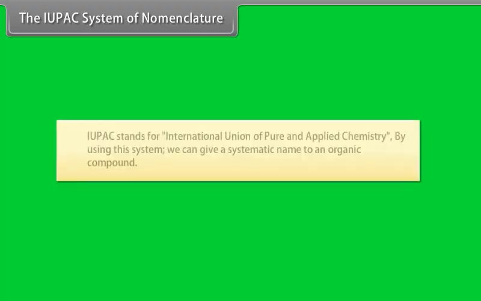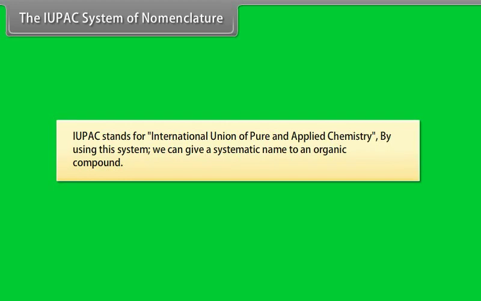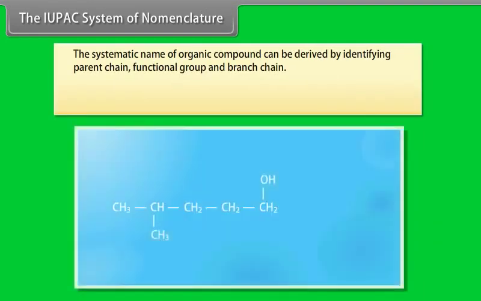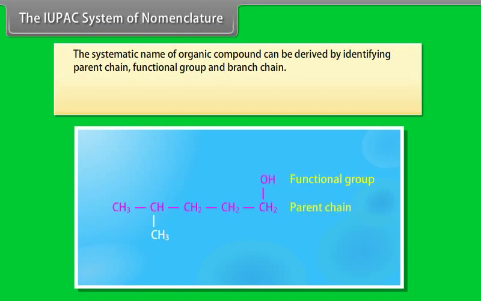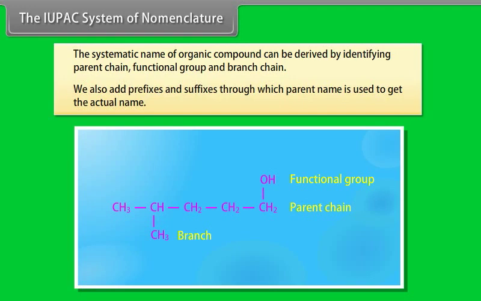The IUPAC system of nomenclature. IUPAC stands for International Union of Pure and Applied Chemistry. By using this system, we can give a systematic name to an organic compound. The systematic name of an organic compound can be derived by identifying parent chain, functional group, and branch chain. We also add prefixes and suffixes through which the parent name is used to get the actual name.